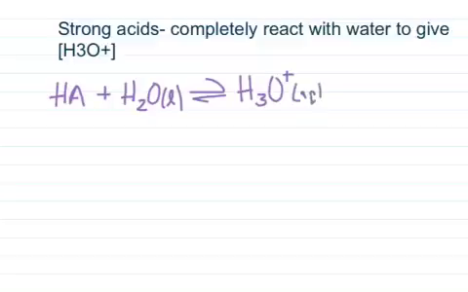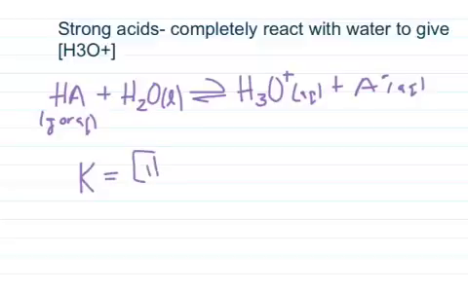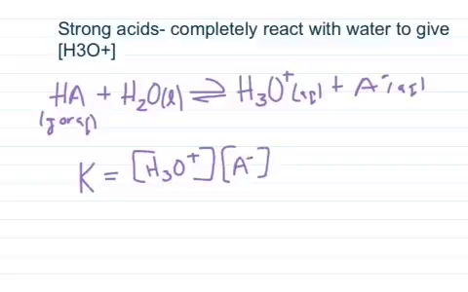aqueous solution, plus our conjugate base. And I'll write in either gas or aqueous solution. So when we write out our K, we get hydronium with the base all over our acid, our strong acid. Now normally our strong acid is represented by hydronium, but for this case we're going to start separating them.